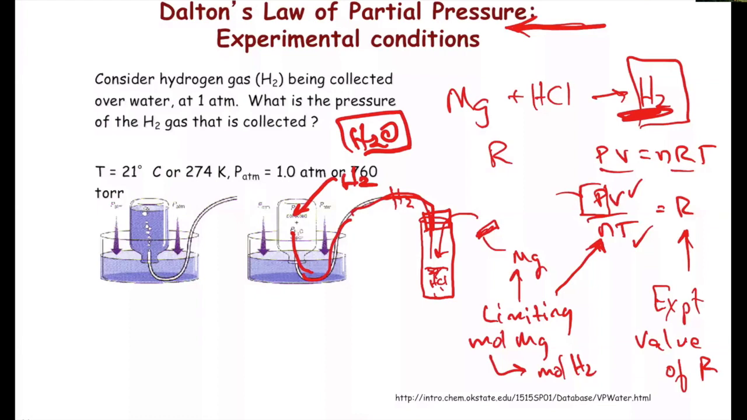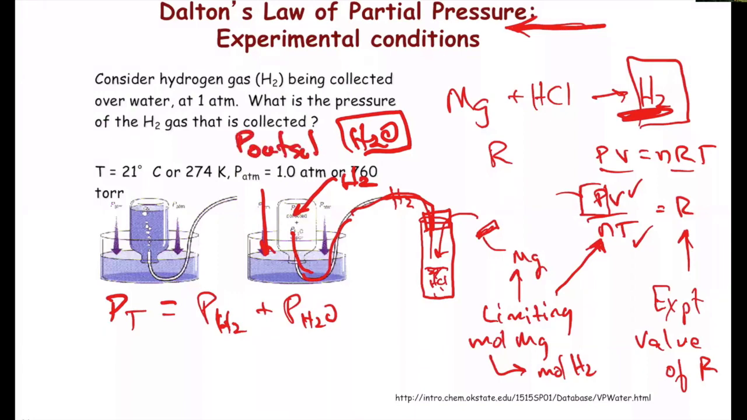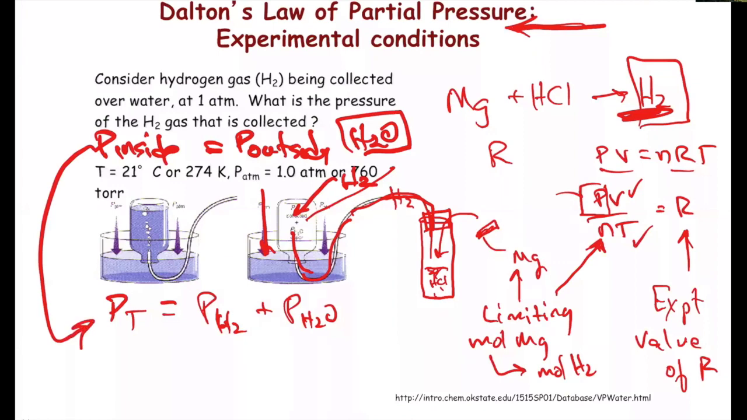Well, the thing is that the total pressure in this container is equal to the partial pressure of hydrogen plus the partial pressure of water, because those are the two gas components that you're collecting. The total pressure is the same as the atmospheric pressure, because the pressure outside is equal to the pressure inside. So we use a barometer to read the total pressure.